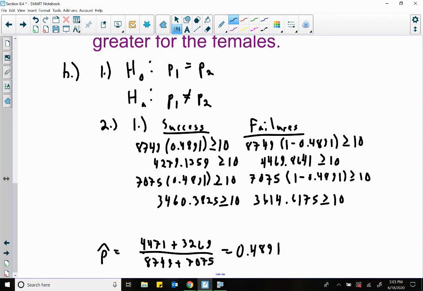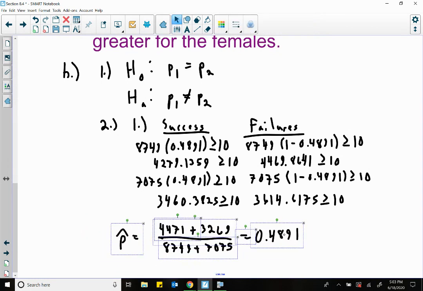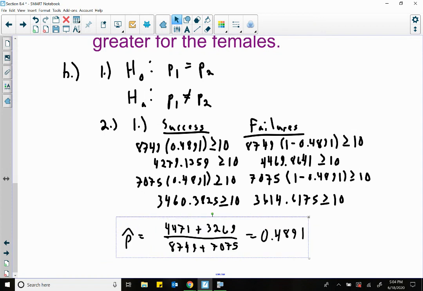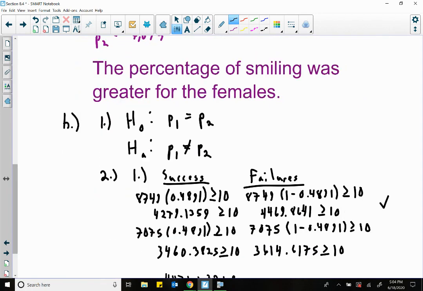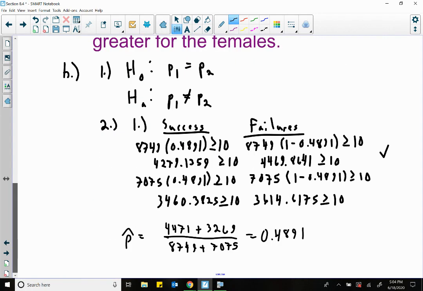So step 1 is awesome. And then step 2, 3, and 4, they're all great as well, because we already know that the samples are random. Because it says that this was collected randomly, a random 10-second interval, and also says treat as though it were a random sample. So we know that the random is covered.